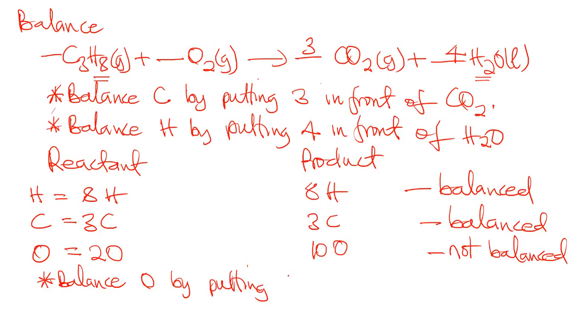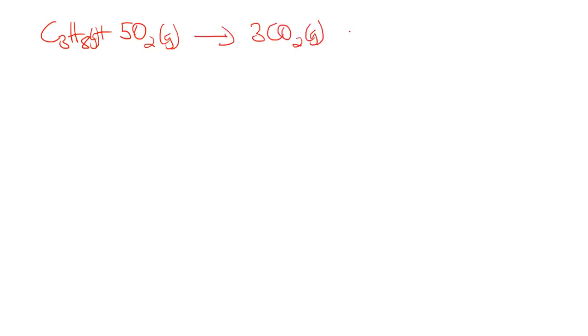So balance oxygen by putting 5 in front of O2. So we are going to put 5 here. So let me just rewrite the equation. So the balanced equation is C3H8 plus 5 oxygen. So let me put gas here, the state of matter, to give us 3 carbon dioxide gas plus 4 water. So let's do the accounting again of the atoms.